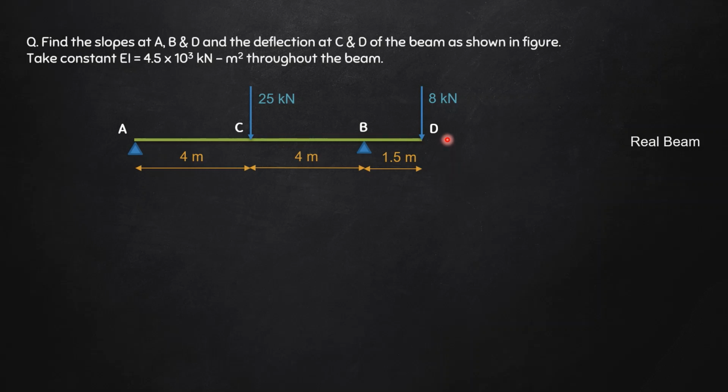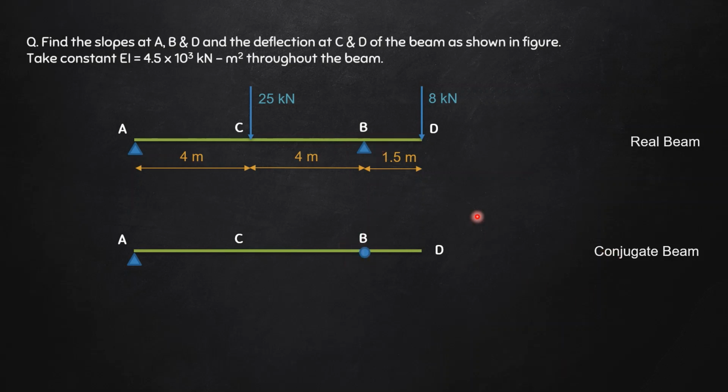The first step to solve any problem using conjugate beam is to convert the real beam into a conjugate beam. A conjugate beam is a fictitious beam of the same length as the real beam, but the supports are altered. If there is an end hinge support in the real beam, it remains an end hinge support in the conjugate beam. If there is an intermediate hinge support in the real beam, it becomes an internal hinge in the conjugate beam, and if there is a free end in the real beam, then it becomes a fixed end in the conjugate beam. So as you can see here, this is your conjugate beam and this is the real beam.